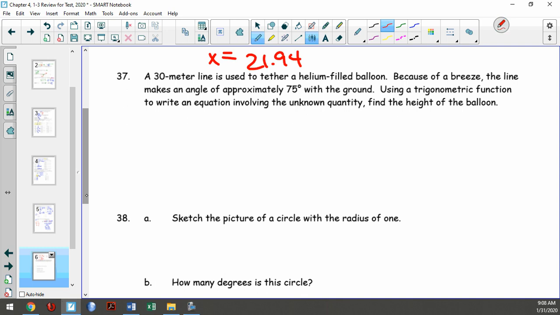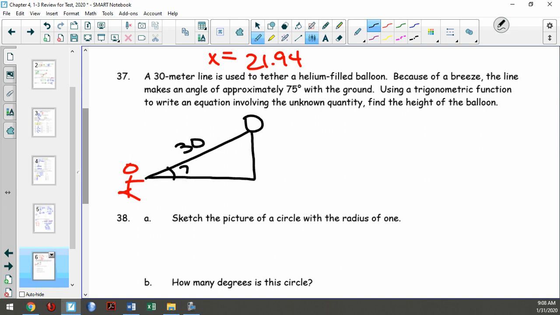It's a scenario. So a 30-meter line is used to tether a helium-filled balloon. Now, I'm going to be honest, a person's probably holding that balloon. Would you agree? So there's my person. Here's my balloon. And this right here is the 30, because that's the string attached to the balloon. Would you all agree? Okay? It makes an angle of approximately 75 degrees with the lovely ground. Do we see that?